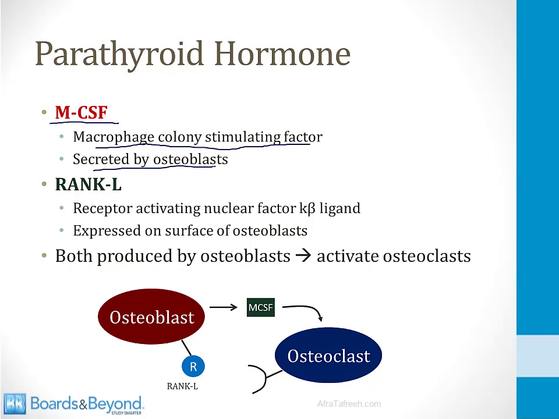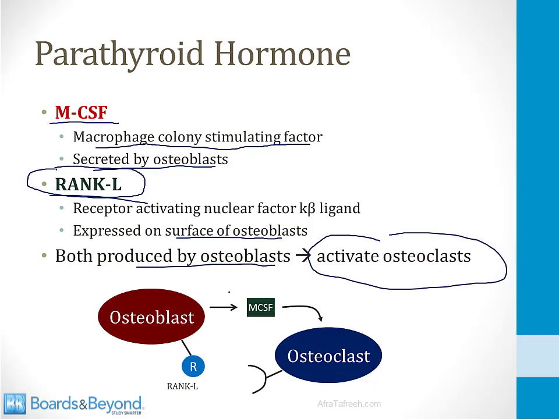Also, when stimulated by parathyroid hormone, osteoblasts will synthesize a surface receptor called RANKL, which stands for receptor activating nuclear factor kappa B ligand. This is expressed on the surface of osteoblasts, and osteoclasts have receptors for RANKL so that they can bind and become activated. So both MCSF and RANKL are produced by osteoblasts, and this is the mechanism by which they activate osteoclasts.